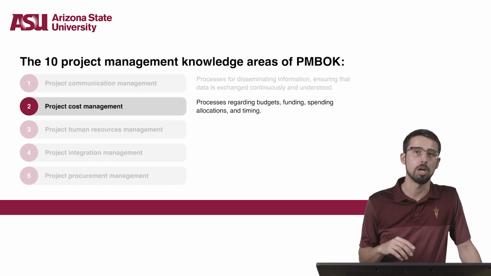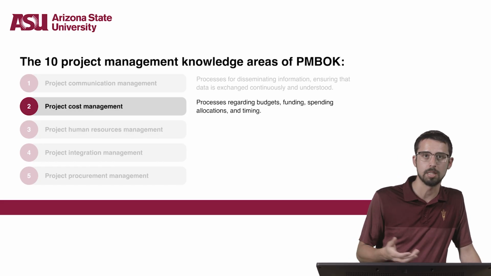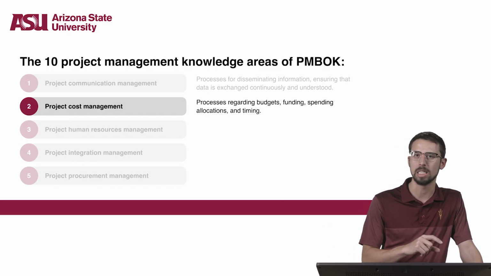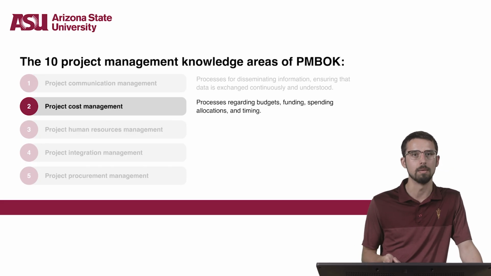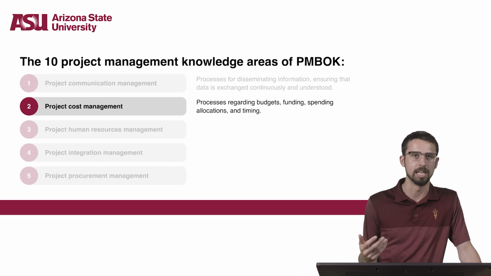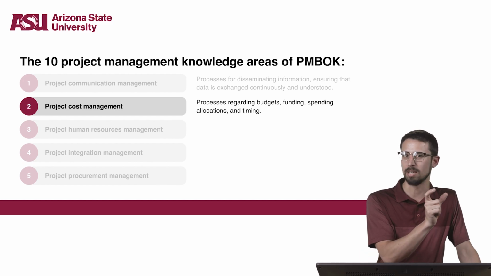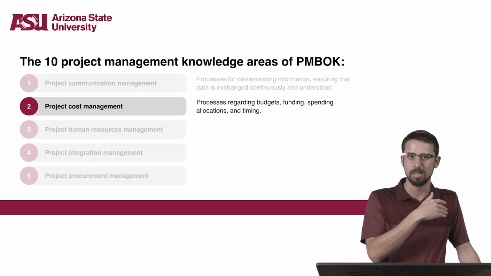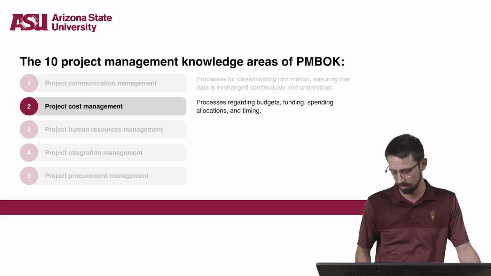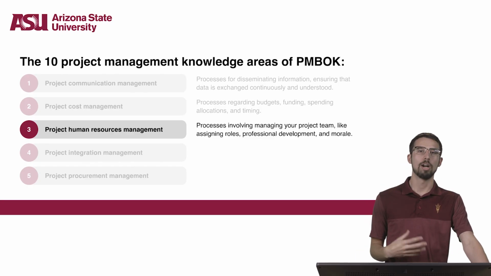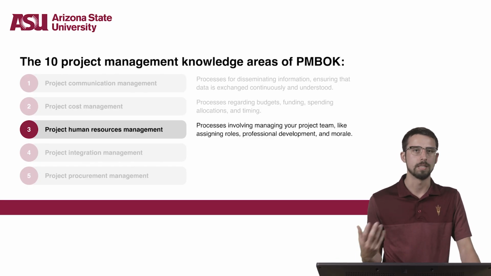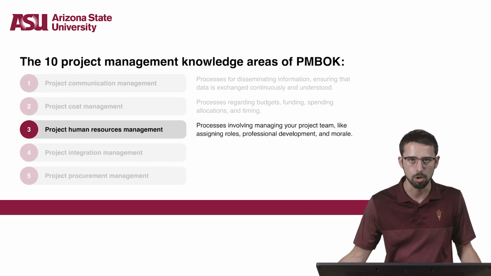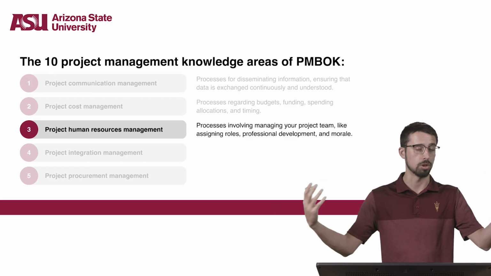Project cost management are the processes that regard budgets, funding, spending allocation, and timing. And cost management is dependent on activity estimates from time management. So another way to look at that is how much time is it going to take someone to complete it? Those people have a supposedly hourly rate. That is how you can sort of estimate those costs. Project human resources management are processes involving managing your project team, like sourcing hiring, assigning roles, professional development, and fostering team spirit.